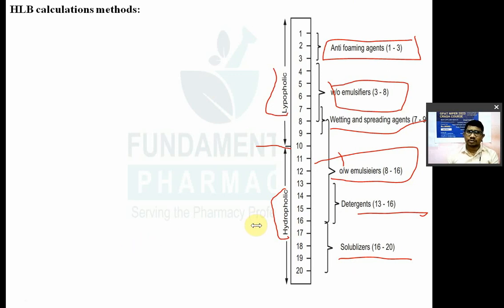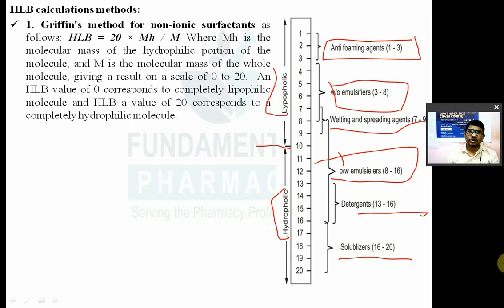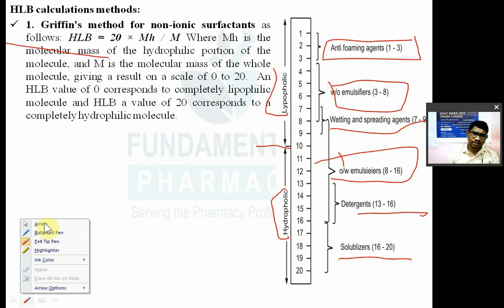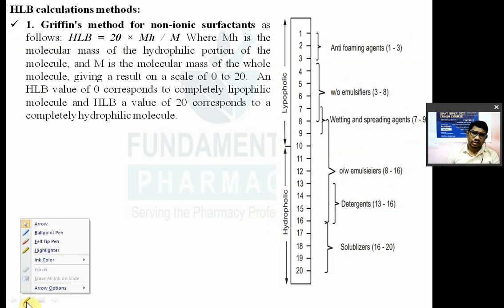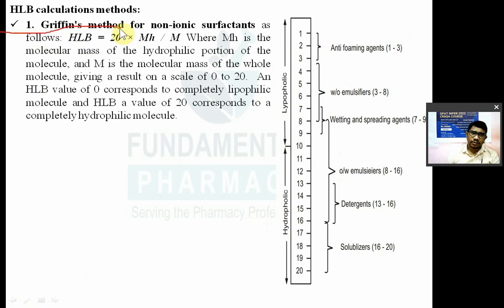Now methods for calculation of HLB. So there are different methods to calculate the HLB. First method is known as the Griffin's method, and that is applicable for non-ionic surfactant. So for calculation of HLB value of such surfactants, you can apply this formula. Griffin's method for non-ionic surfactants. HLB is equal to, formula याद रखना, HLB is equal to 20 into mH divided by m.